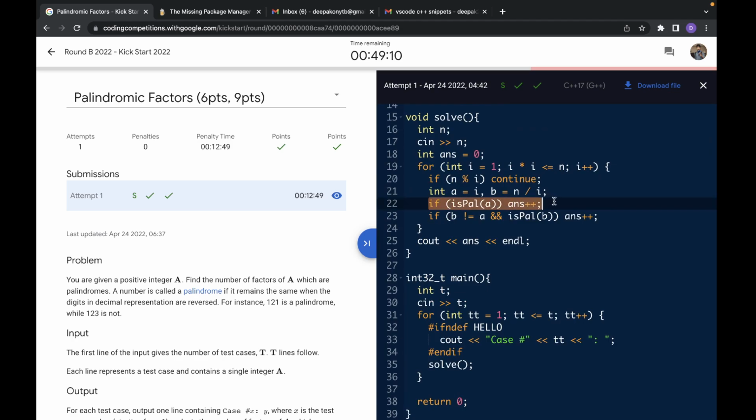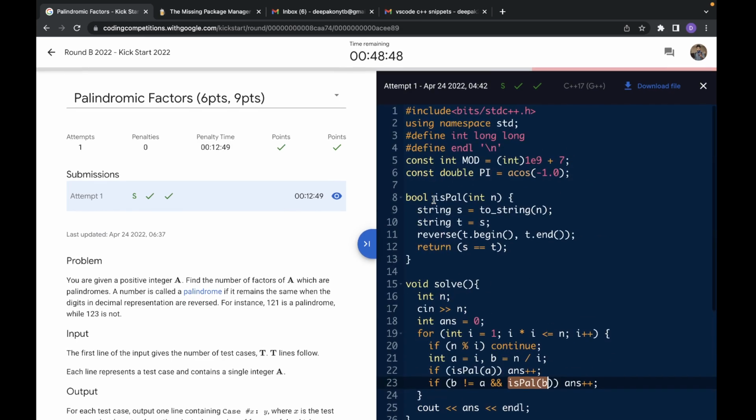So I check it for the first number, then I check it for the second number. And I also make sure that both numbers are not equal. This condition happens when the number is a perfect square, so you don't overcount that number. That's why you'll have this condition B not equal to A. So they should not be equal and should be a palindrome. Then you add it. So this was the second problem.